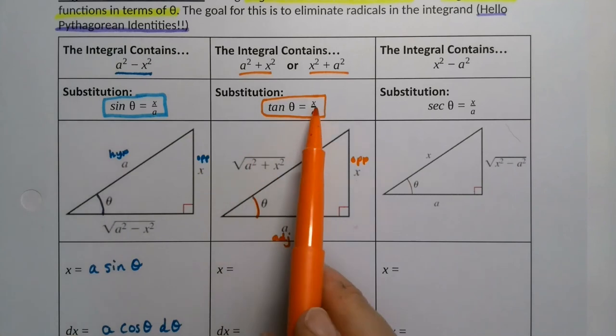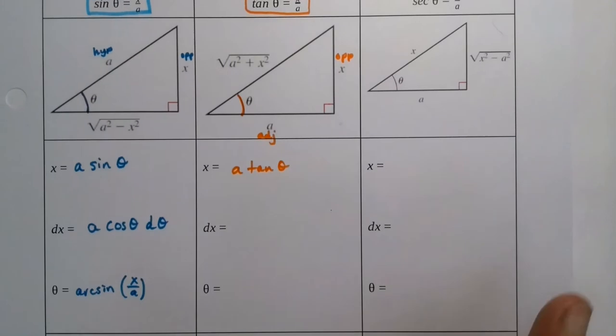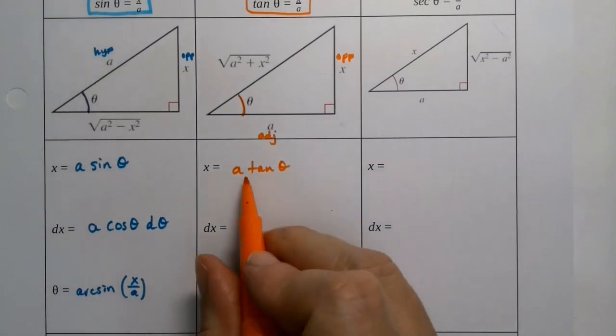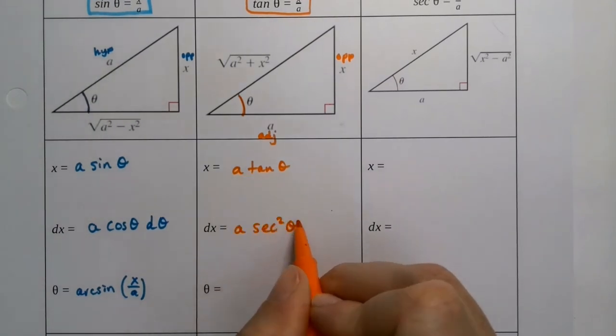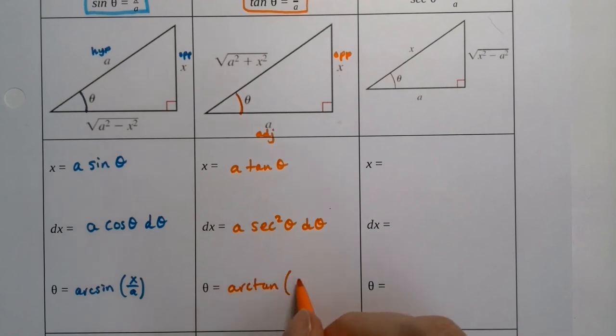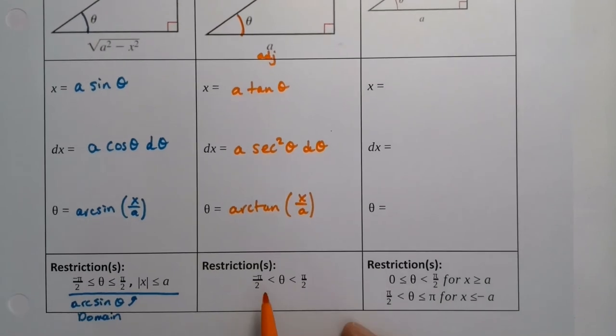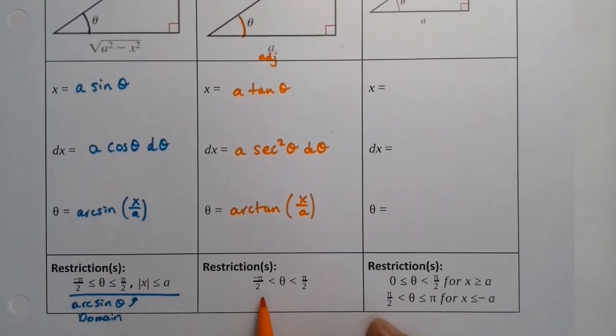Now, x would be a tangent of theta. dx would be the derivative of that, which would be a secant squared of theta d theta. And therefore, theta is the arctangent of x over a. And arctangent actually has the same domain restrictions. So arctangent has to be right here. That's the same domain for arcsine and arctangent.